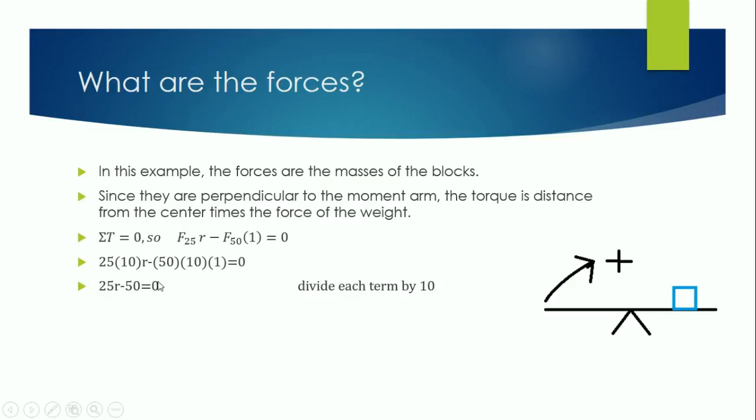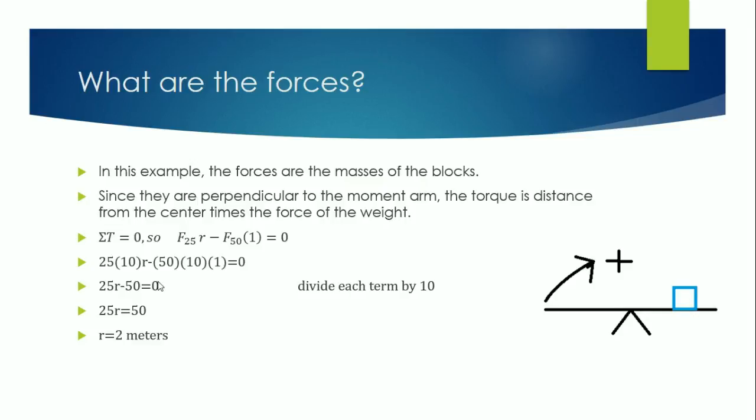So if I move 50 to the other side and divide by 25, notice that the radius is 2 meters. So if you remember, the other mass was 50 and it was 1 meter away. But this mass, since it's half, we have to double the distance it's away so it generates the same torque. So the mass and the torque are like inverse.